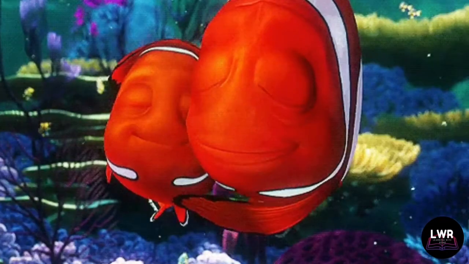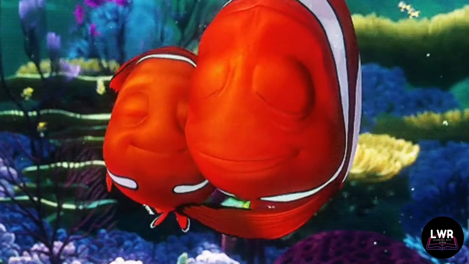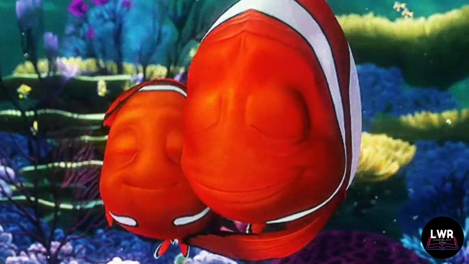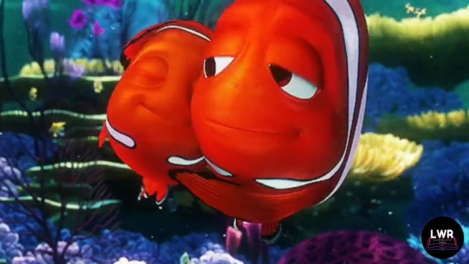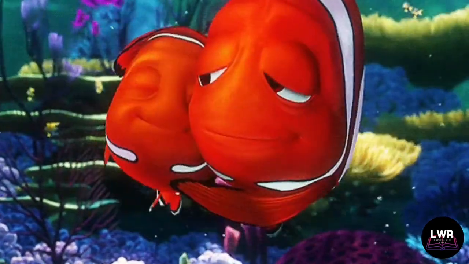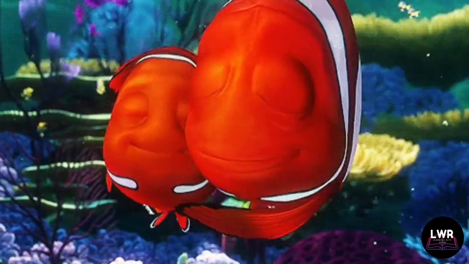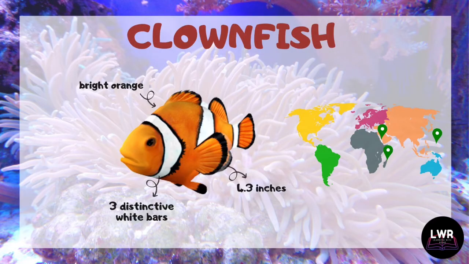Clownfish. You've probably watched Finding Nemo when you were a kid, and you were aware that the main characters, Nemo and his father, are both clownfishes. So, let's discover some of the interesting things about a clownfish. A clownfish, also known as clown anemone fish, is bright orange with 3 distinctive white bars. They can reach up to 4.3 inches in length, and they inhabit multicolored sea anemones.